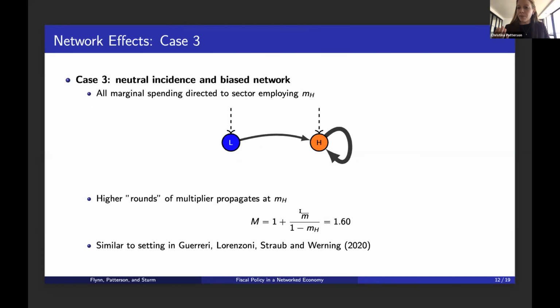Okay, to give you a sense of the bias, consider a third example here, where now we're going to go back to the neutral incidence. But here, the economy is structured such that all of the households are spending their marginal dollars going out to restaurants. So they're spending on the sector that employs the high MPC worker. And here, you're going to have the first rounds propagating at the average MPC in the economy, but all higher rounds are propagating at the MPC of the high type. And so here, you're going to get that amplification coming from this kind of bias effect.